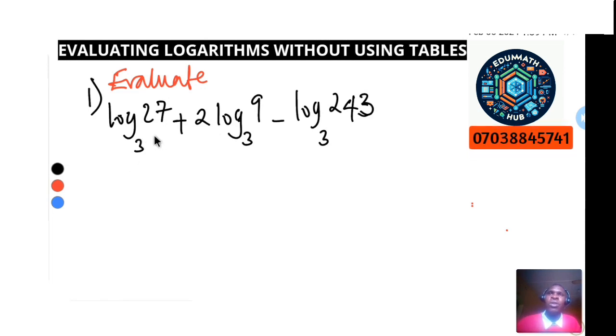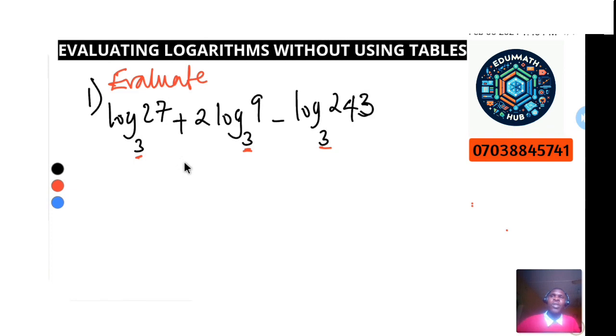So we have this question: log of 27 to base 3, plus 2 log of 9 to base 3, minus log of 243 to base 3. The first thing to take note of is that all the logarithms are to the same base. You can see 3, 3, 3. So we apply the laws of logarithms, which have been discussed in the previous video. You can check the link in the description.